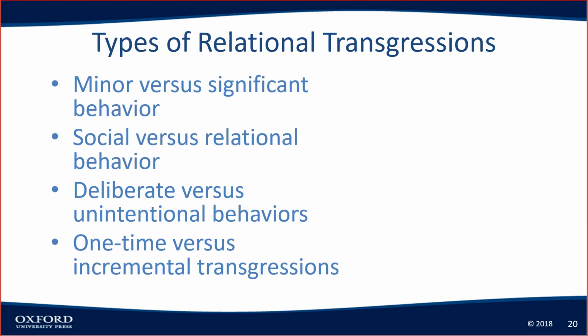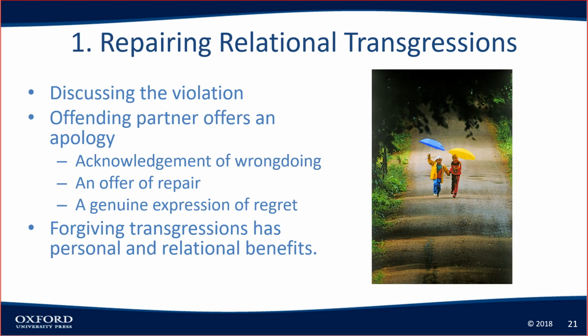So let's consider what some of these relational transgressions might look like. They can be minor or significant. They could be relational or social. They can be deliberate or unintentional, or it could be just a one-time, or it could be incremental, where you're sending negative messages in bits and pieces. So we need to consider what our transgressions are. We need to think about the strategies that we're using and how we are sending these messages.